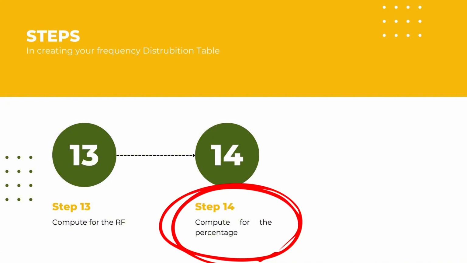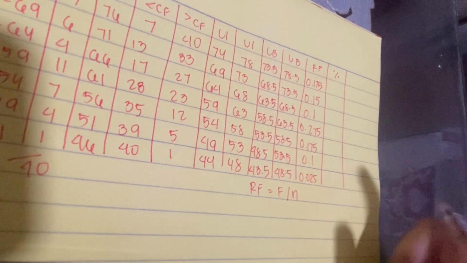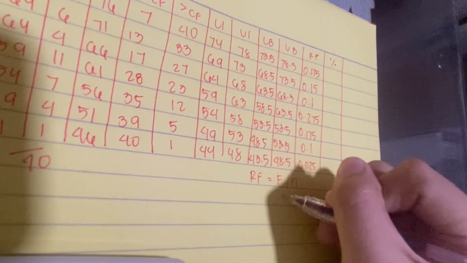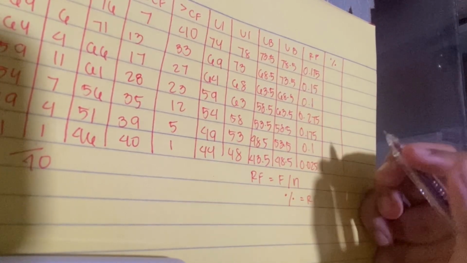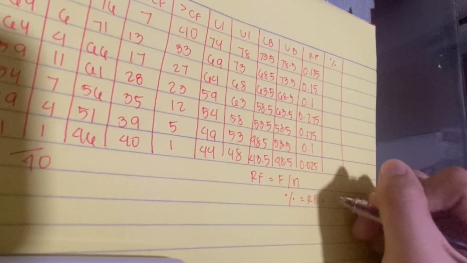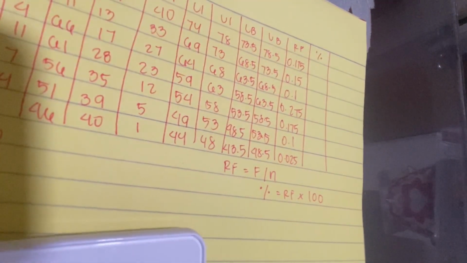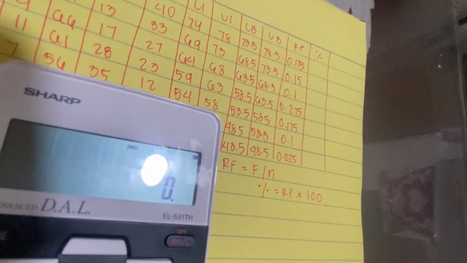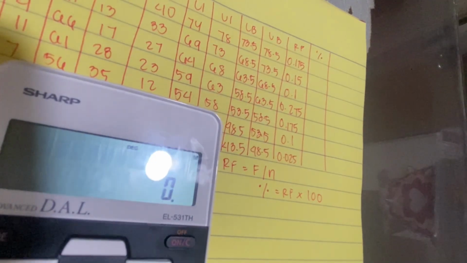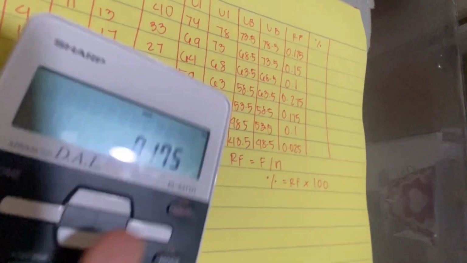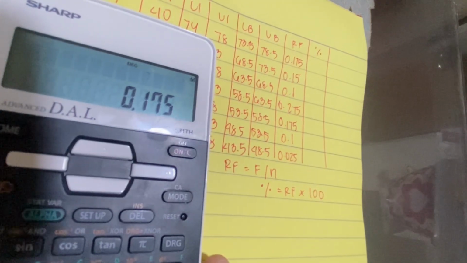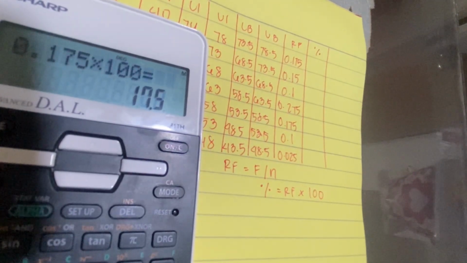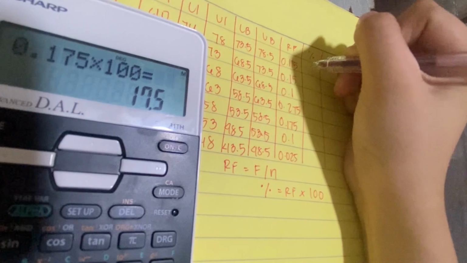For step number 14, we compute for percentage. Let's look at how to convert relative frequency into percentage. Our formula is relative frequency times 100. For example, 0.175 times 100 is equal to 17.5.